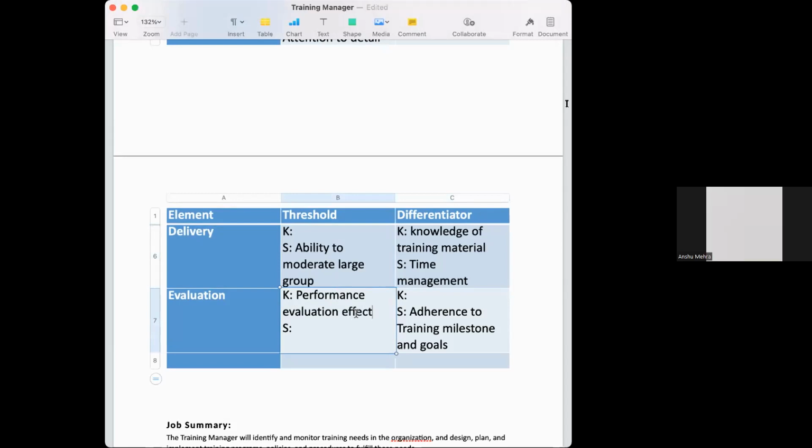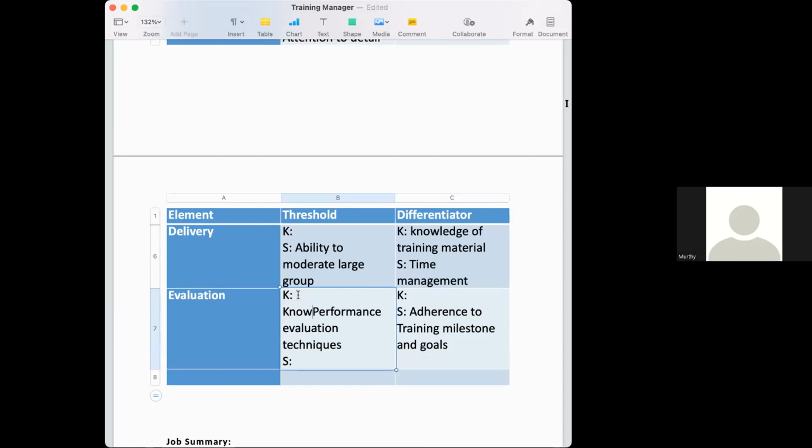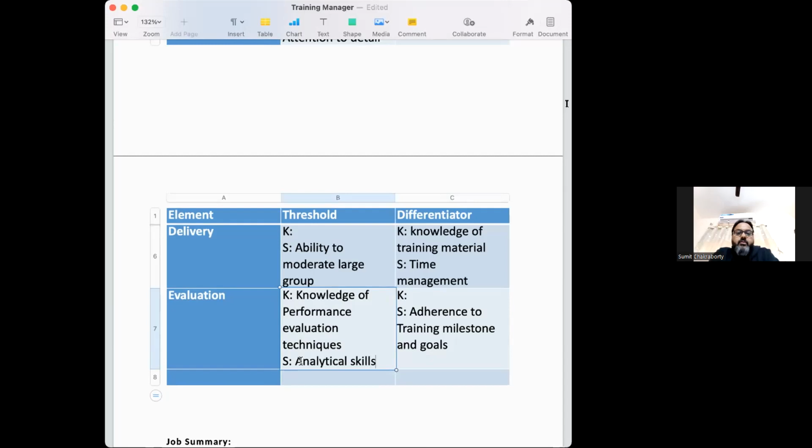But here knowledge is required for doing that. Conduct becomes the skill. So the knowledge of evaluation डाल दो ना आप. Knowledge of evaluation techniques. Correct. And skill में analytical skills can be right. Yes. This skill is required for the differentiator. Because the person at threshold level, he will just.